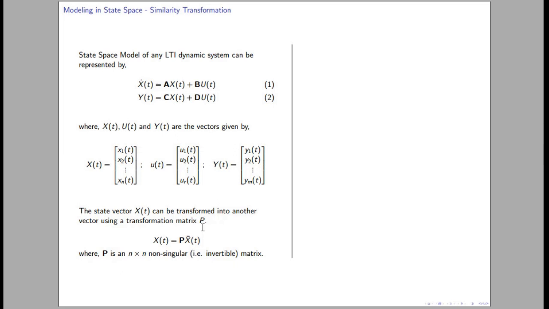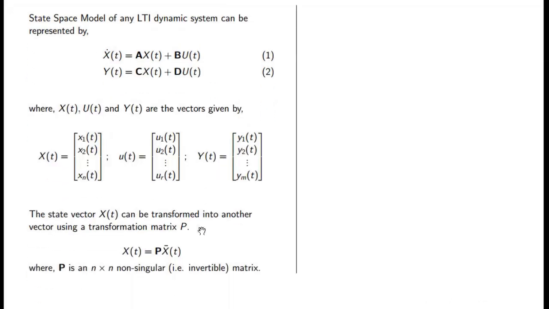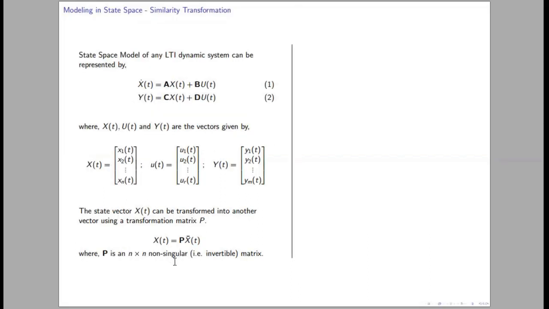So if x of t is a vector, I can transform this x of t into another vector x bar of t using a transformation matrix P. When I say this, some of you may not understand, or you will ask me how. So to understand this concept in a better way, I have taken a 2 cross 1 vector.